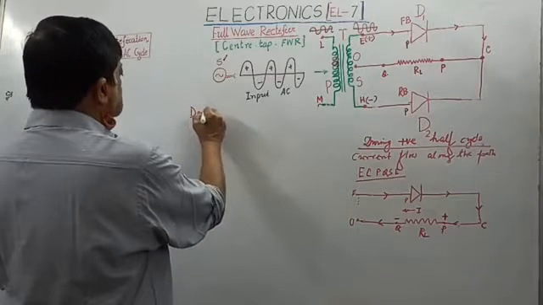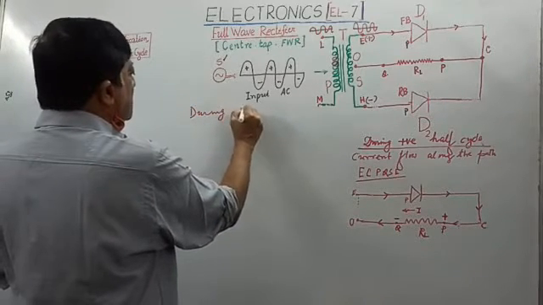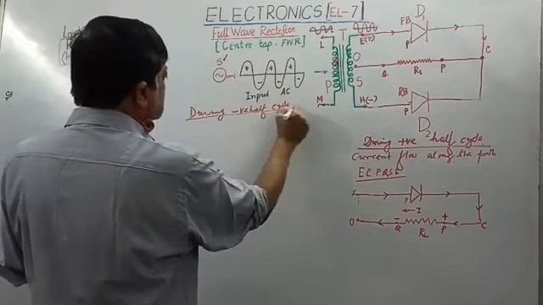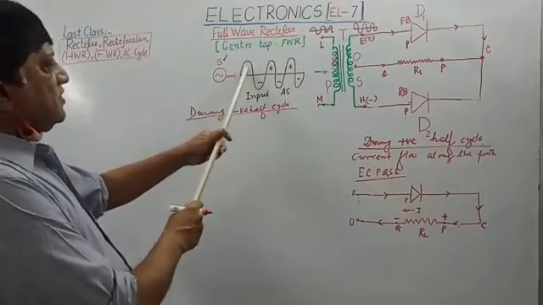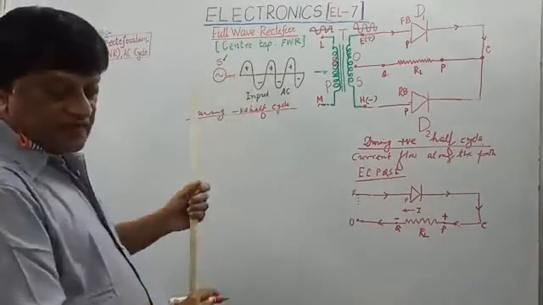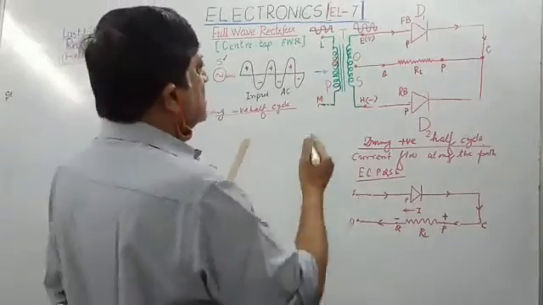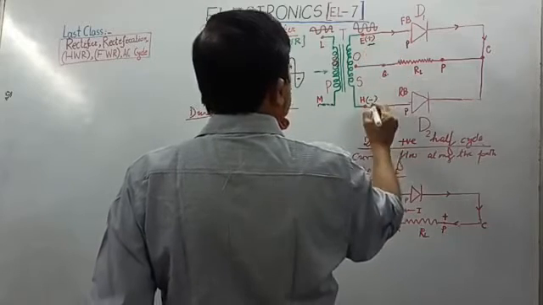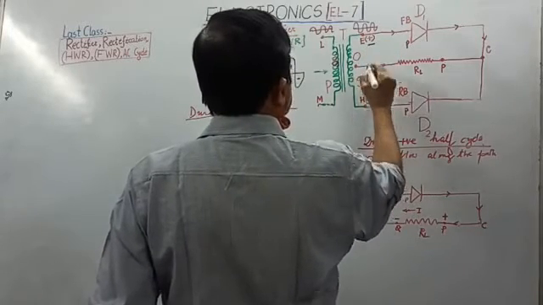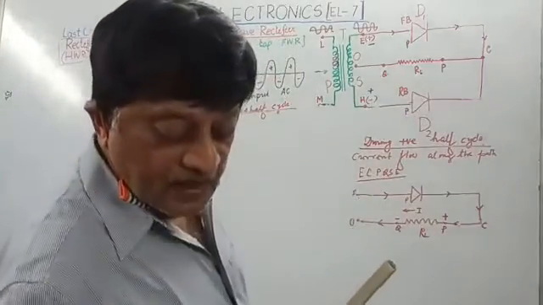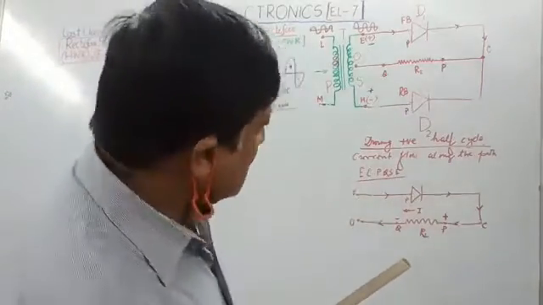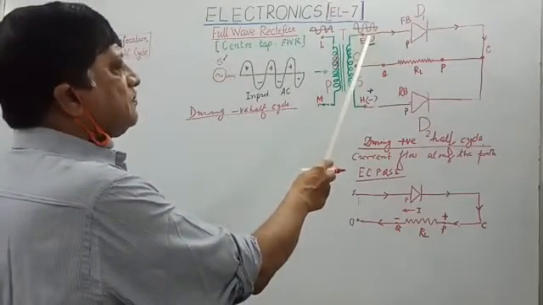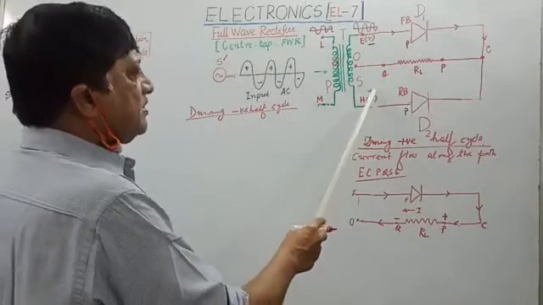During the negative half cycle, the positive half cycle is over, and which half cycle starts? The negative half cycle starts. So this was positive, now this becomes negative, and this was negative, this becomes positive. So when a positive half cycle ends and a negative half cycle starts, there is a change of polarity here. The positive polarity becomes negative and negative polarity becomes positive.